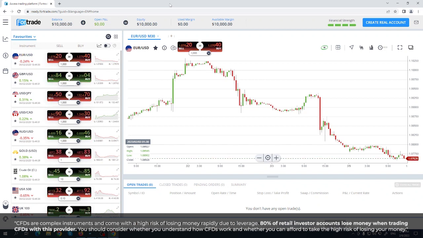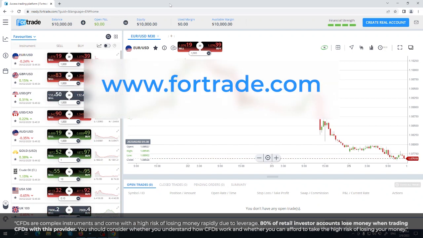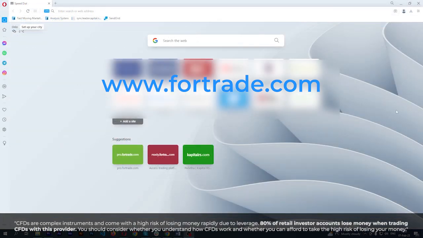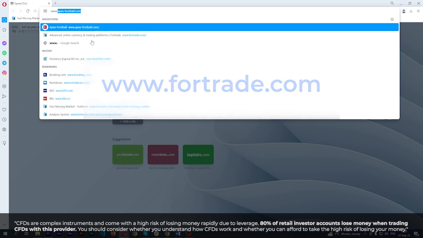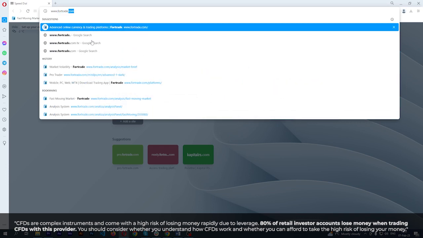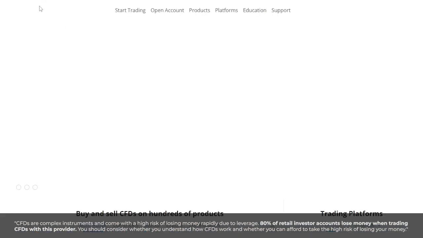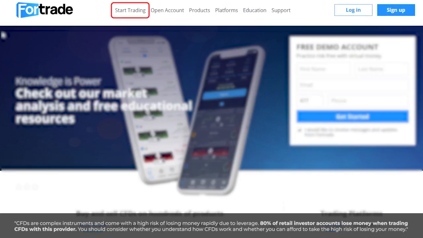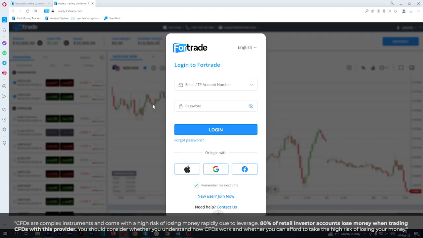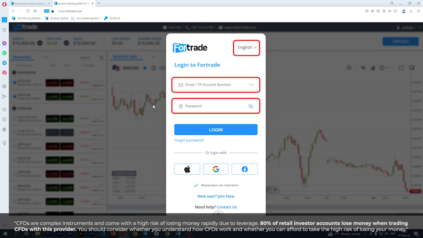Let's begin. Type our site address, www.fortrade.com, into your browser. In the top left-hand corner, choose the option Start Trading, and you will be directed automatically to Web Fortrader. Here you can choose your preferred language. Type in your email address and your password so that you can log in.